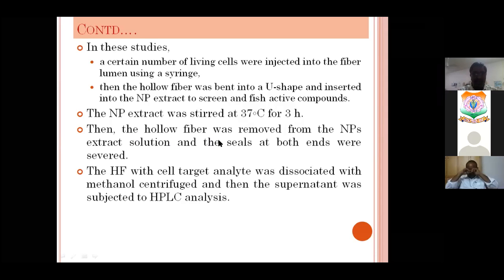Then the hollow fiber is removed from the natural product extract solution, and the seals at both ends are removed, and the hollow fiber cells with target analyte are dissociated with methanol and centrifuged. Then the supernatant is subjected to HPLC analysis.